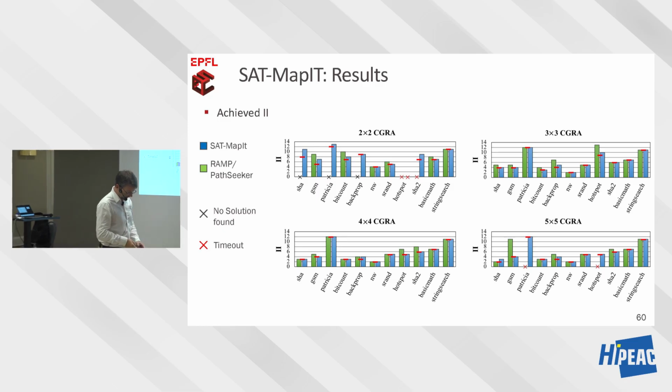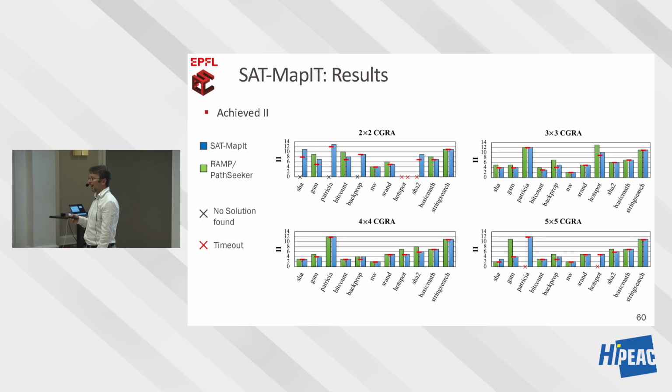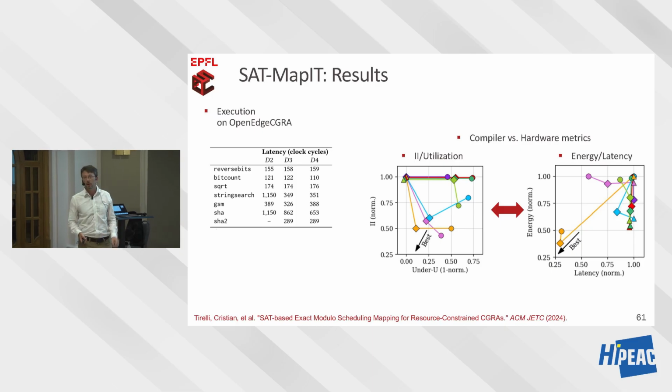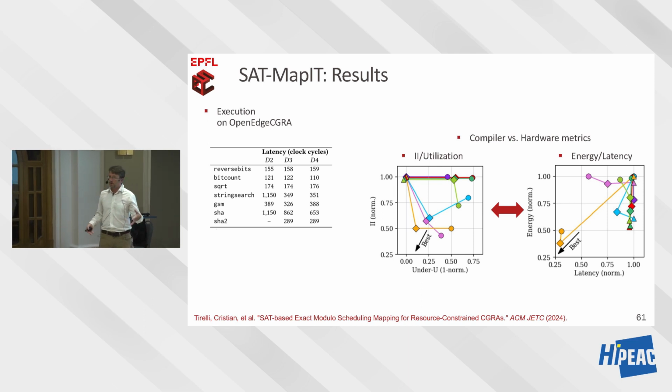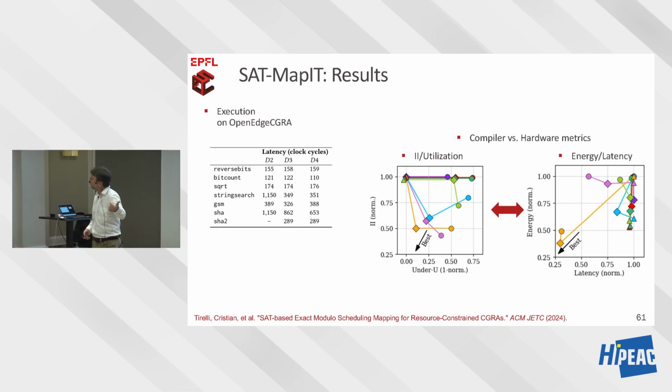Be aware that this is indicative of performance, but abstracts away everything which can possibly be related to hardware implementation. So if you want to know the full story, then you have to map your loops into real hardware. And this is what we did. And we would like to have a nice linear relationship between the compiler level metrics, initiation interval and utilization, and the hardware level metrics, number of clock cycles and energy consumption.